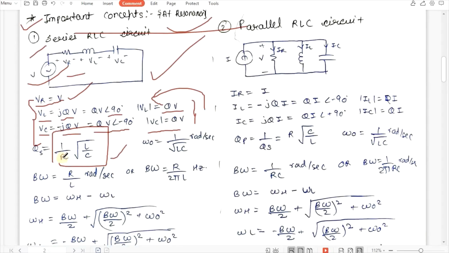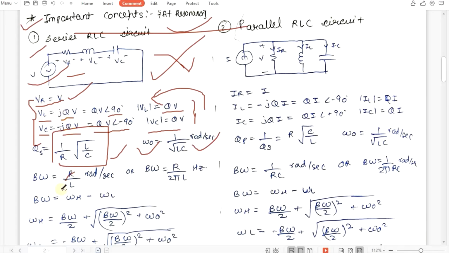The quality factor formula is 1 upon R under root of L by C, and the resonant frequency formula is 1 upon under root of LC radian per second for a series RLC circuit. If you want to write it in hertz, it will be 1 upon 2 pi under root of LC. So take note of it.